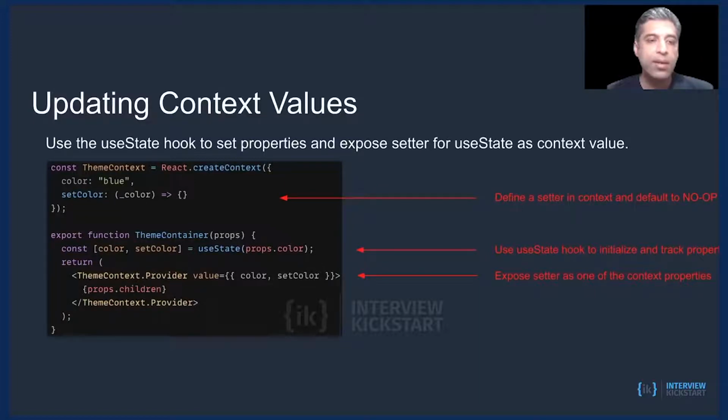We now add a setColor to our theme context to update the color and wire it with the setColor that is returned via useState. Any of the intermediate nodes can now use our hook to access setColor and then pass in a different color to reflect that in its own subtree.